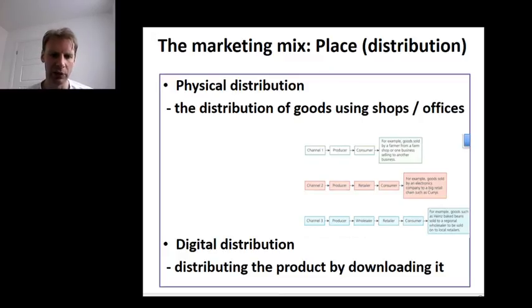And then finally, digital distribution. So this is distributing the product by downloading it. Obviously that's great because it's very quick, it's accessible to the customer 24/7, but if there are any sort of issues with technological failure and so on and so forth, there are some drawbacks to digital distribution, so do have a look at those.